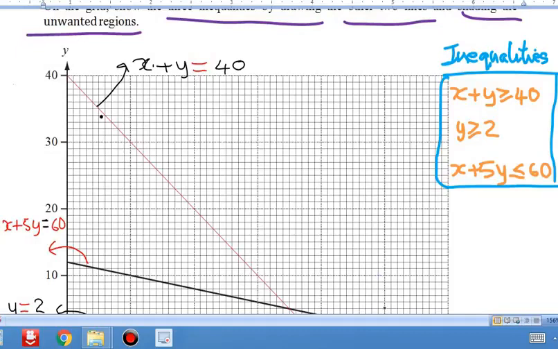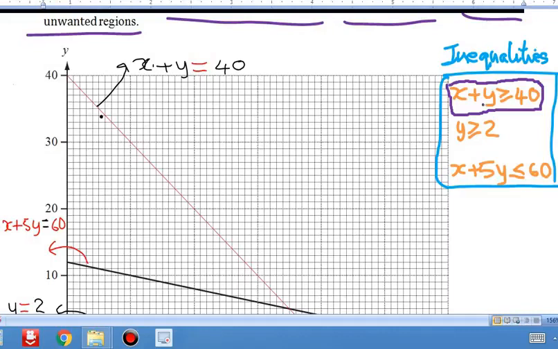So now the red line x plus y equals 40 divides the graph area into two parts, one on the right and one on the left. Now x plus y greater than or equal to 40 speaks about all the points that are above this line. So that is the wanted region, and the unwanted region is everything else but not the region defined by this inequality.